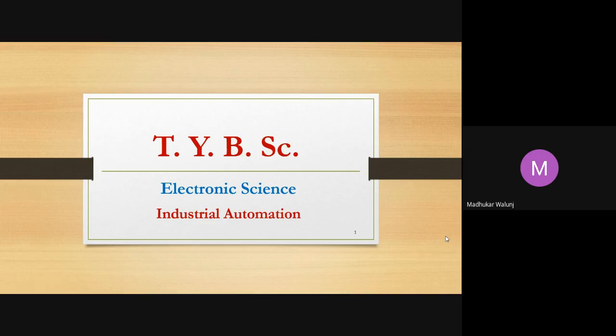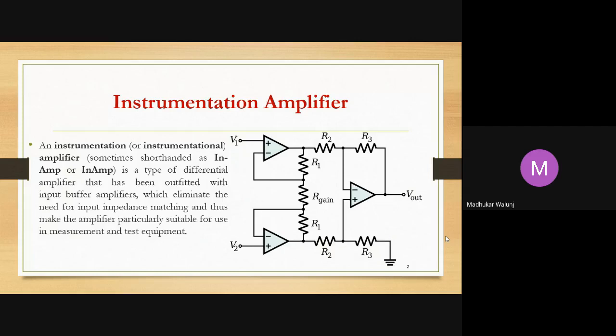TYBSc Electronic Science, and we are dealing with paper number 6, that is Industrial Automation. So what we are going to see today is an instrumentation amplifier.